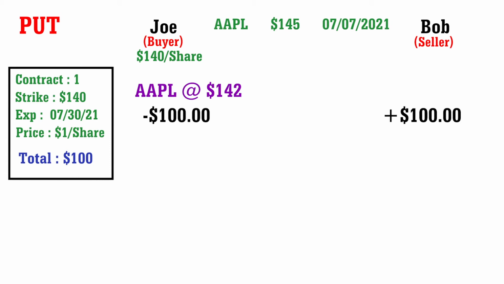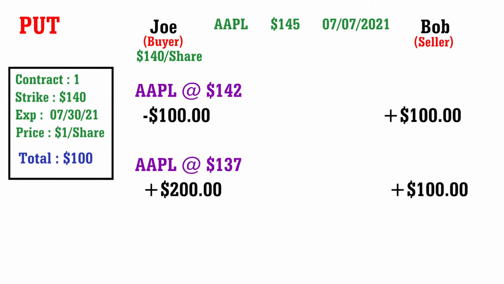In the other scenario, let's assume that Apple is trading at $137. In this case, exercising the put option will be profitable for Joe as he can sell his shares at $140, which is $3 above the market price. So Joe can make $300 more if he sells his shares through the put option rather than selling straight into the market. In summary, the buyer profits from put options when the stock is trading below the strike price, and the seller of the put option profits when the stock is trading above the strike price.